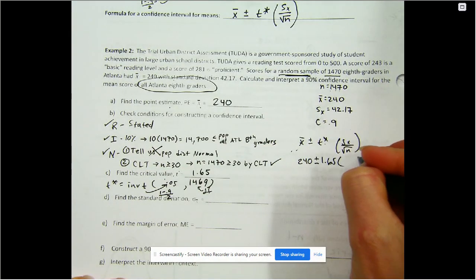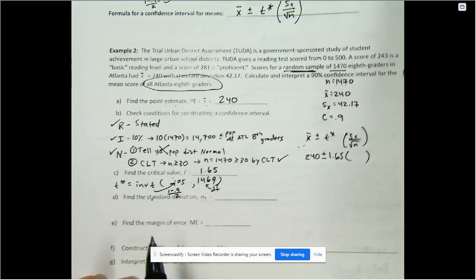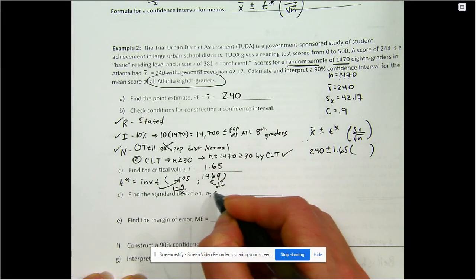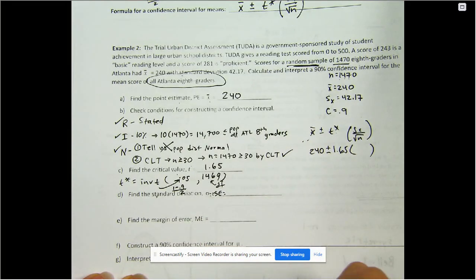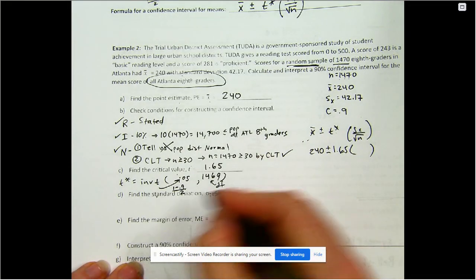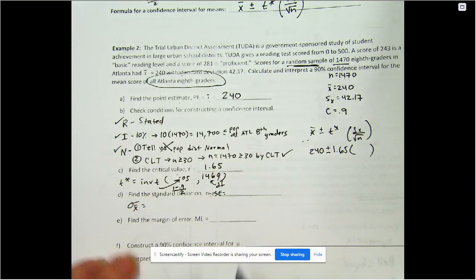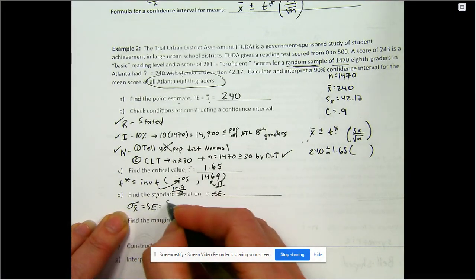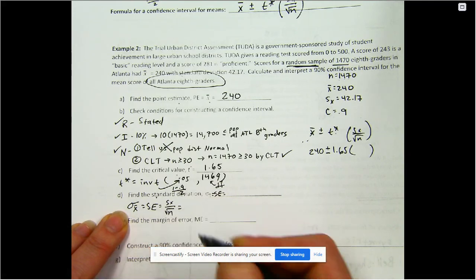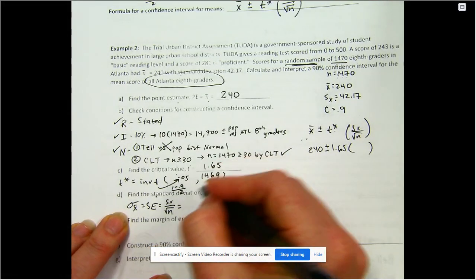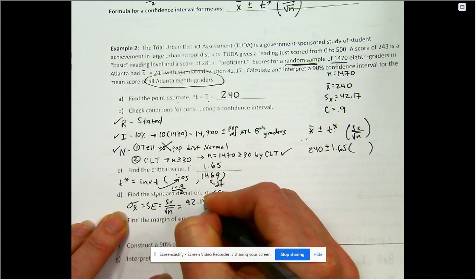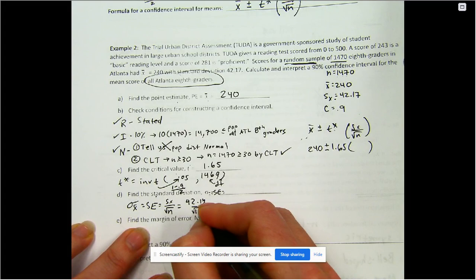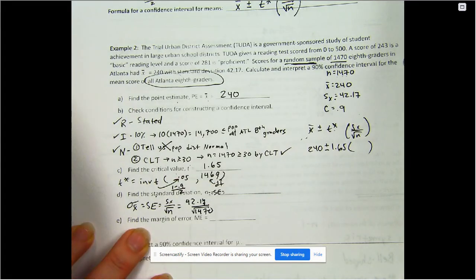Now we just need to find that standard deviation. That's what they asked us to calculate next, the standard deviation of X bar, which is also known as the standard error. In this case it's really standard error because we don't have standard deviation. We have S of X over root n. So our standard deviation of the sample equals 42.17. And our sample size is 1,470. So I'm going to type that in.